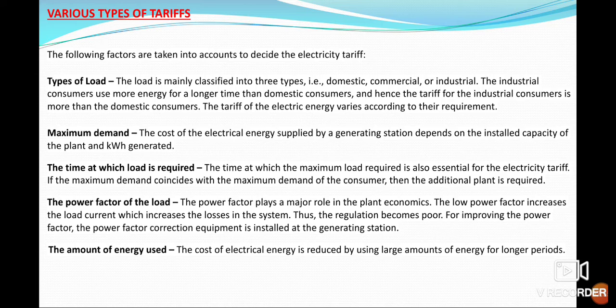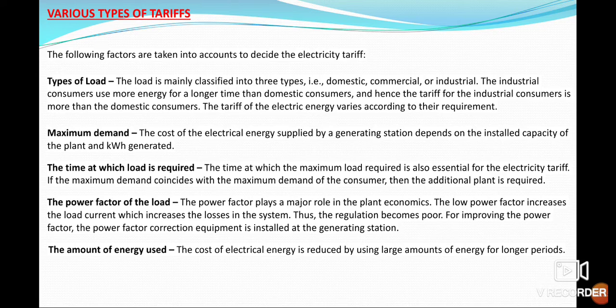The power factor of the load. The power factor plays a major role in plant economics. A lower power factor increases the load current, because a poor power factor will draw more load current. Similarly, if the power factor of the plant is improved, it will draw less current, so it will cause fewer losses in the system. But if the power factor is very poor, it will cause the system to go through more losses. So regulation becomes much poorer. For improving power factor, power factor correction equipment is installed at the generating station.